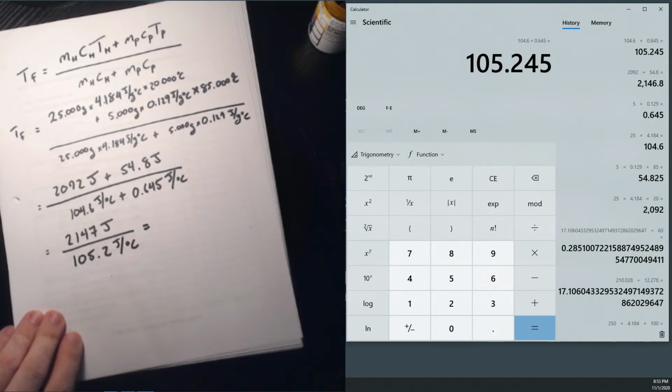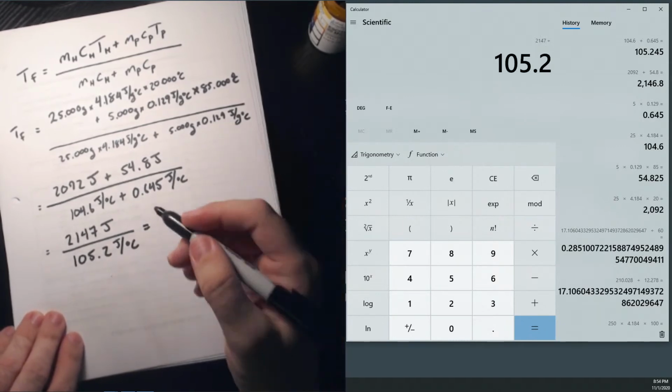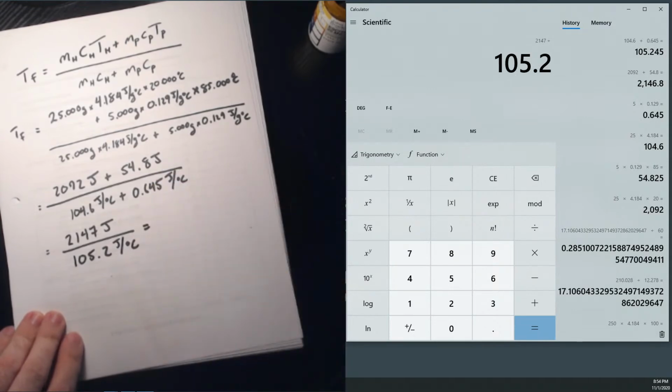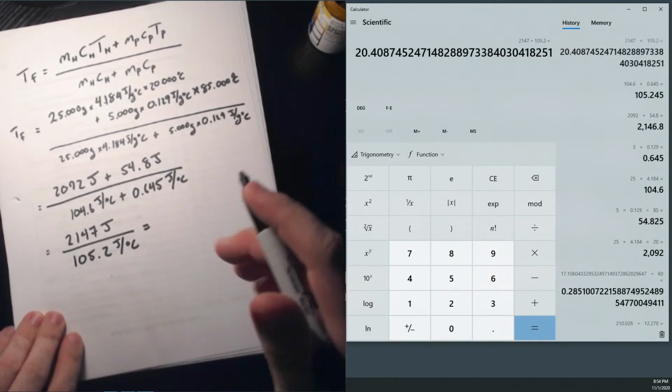Now we do our division, 2147 divided by 105.2. Once again, we're changing from one kind of operation to another. Our answer is going to have 4 sig figs.